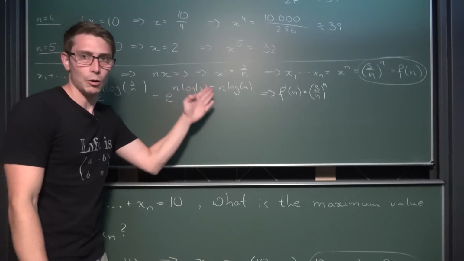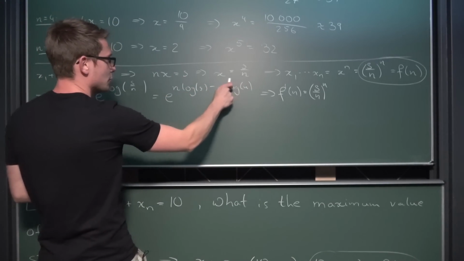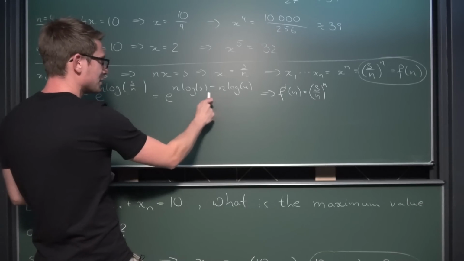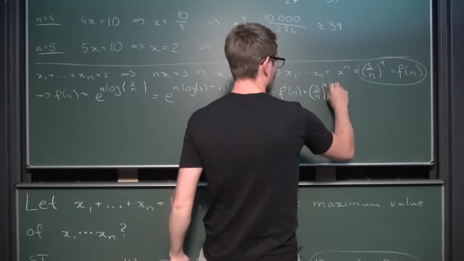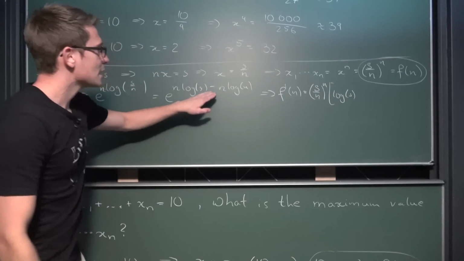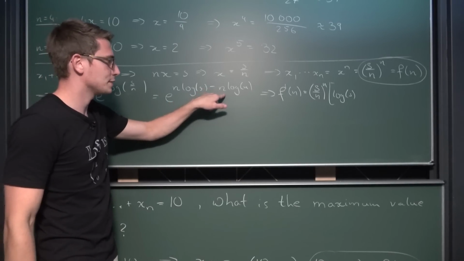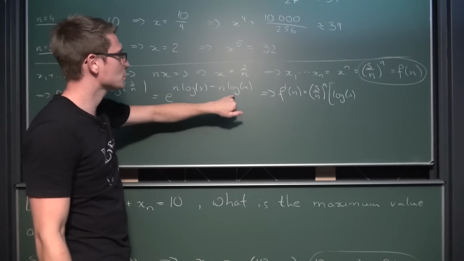This is just the outer derivative, but what about the inner derivative? The inner derivative is the derivative of this whole thing. Now the derivative of n times log of s is just log of s, obviously. So the natural log of s. Now we got negative the derivative of n times natural log of n. Now we have to use the product rule for this.